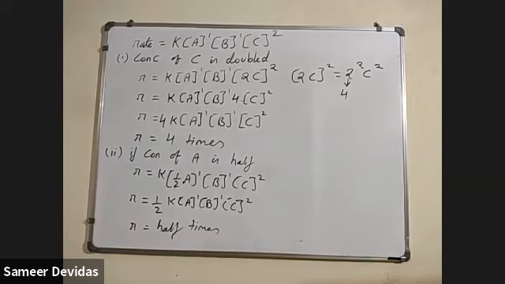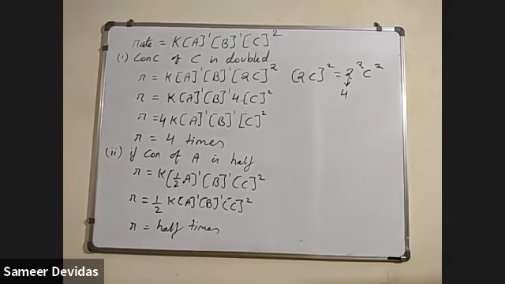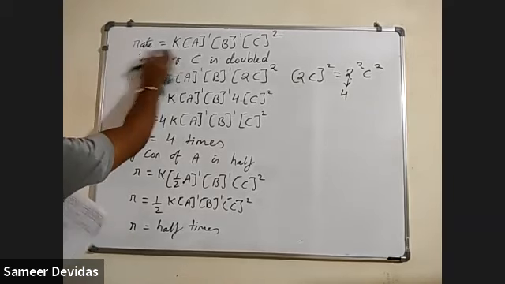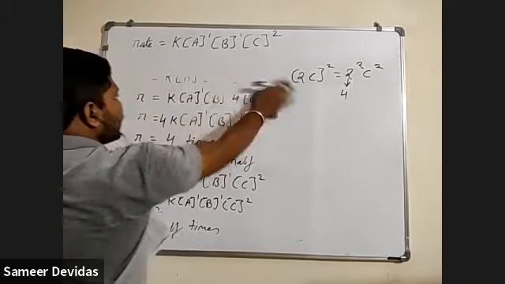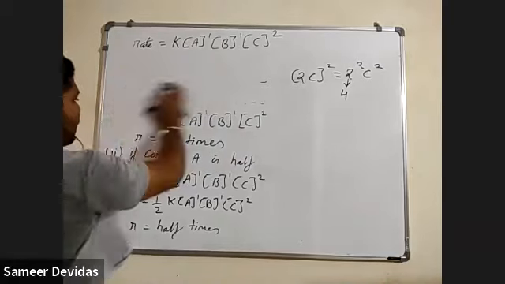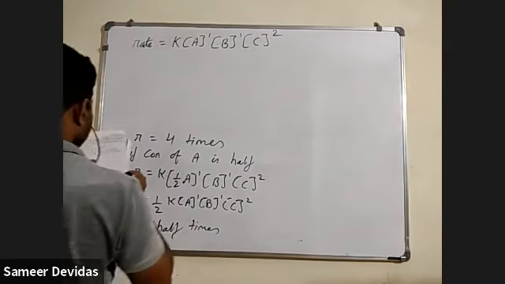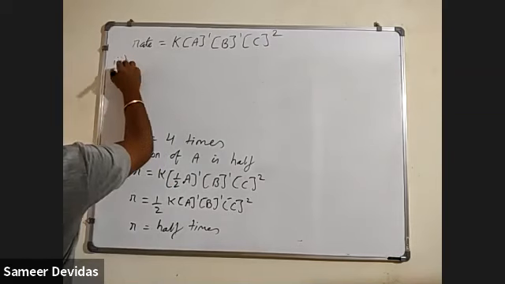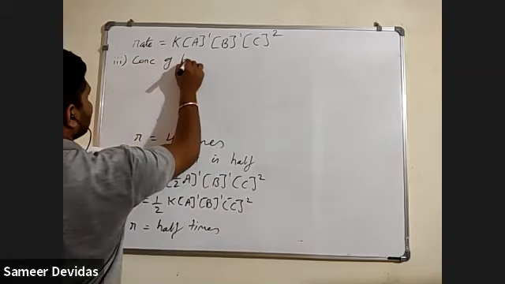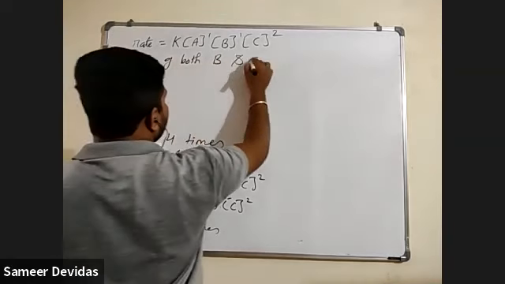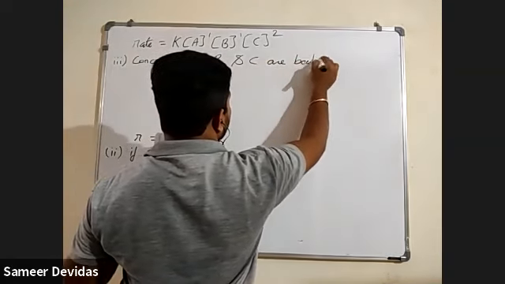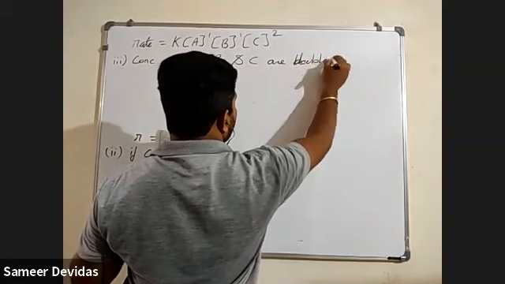Any difficulty? No, sir. Good. Then the same problem, the third condition we will take. Third condition. Can you try, students? Yes, sir. Okay. Take down then. Concentration of both B and C are double.